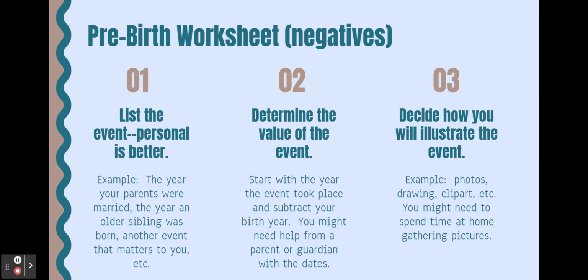Second, you're going to determine the value of the event. Start with the year the event took place and subtract your birth year from that amount. You might need help from a parent or a guardian with the dates of specific events. And then finally, you'll decide how you want to illustrate the event.